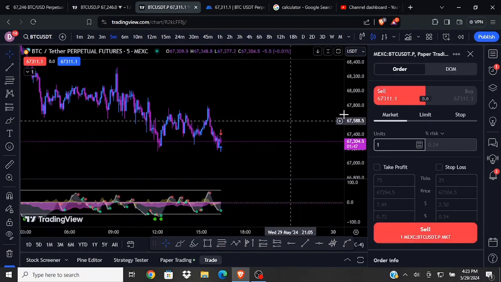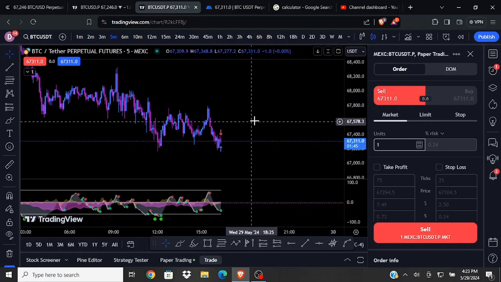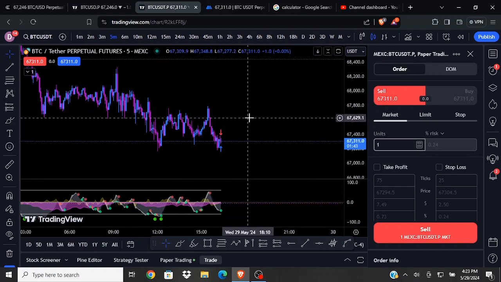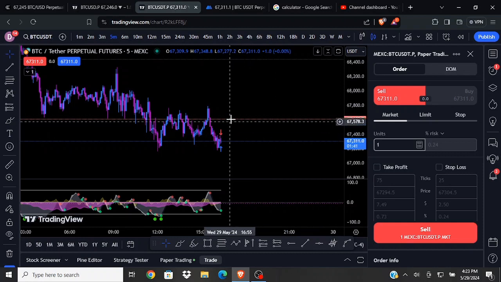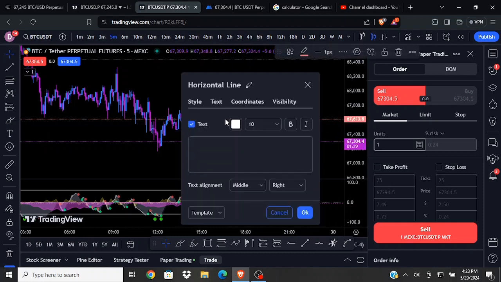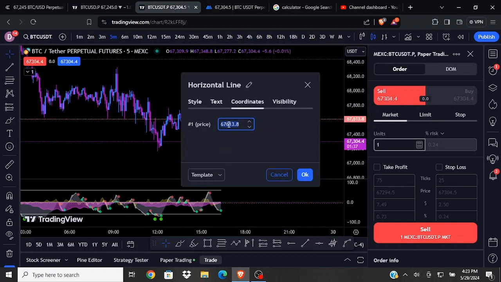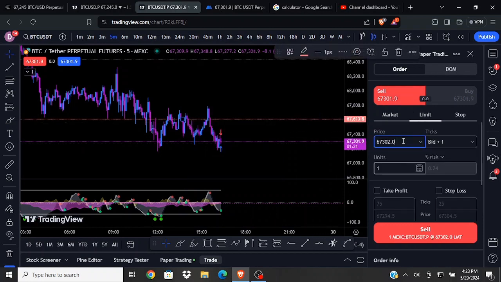But I personally don't do that. Usually I mark it into trades anyway, but if I am going to limit, I usually just put a horizontal line on the price point that I want, double click it, go to coordinates. This is showing the price that it's at, 67613 right here. Copy that. I'm going to place a limit order, then I'll just put that in at the price.